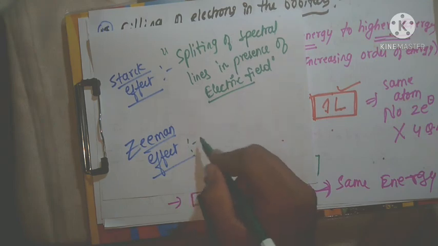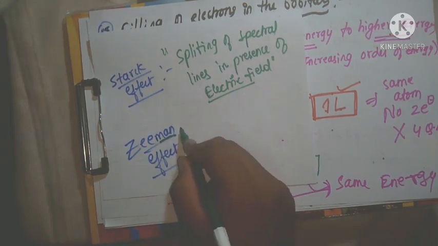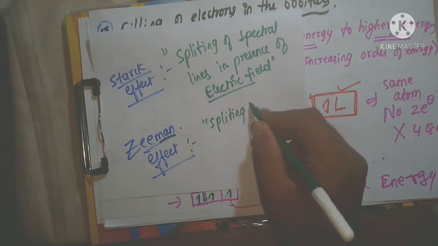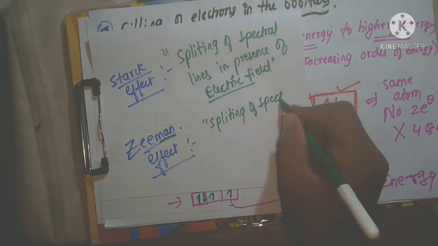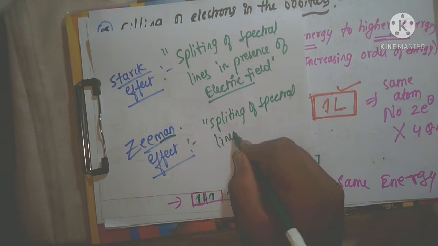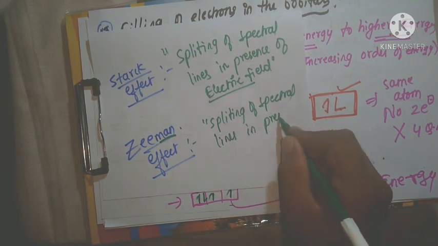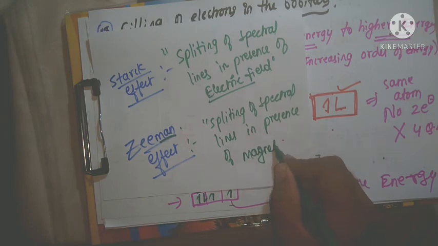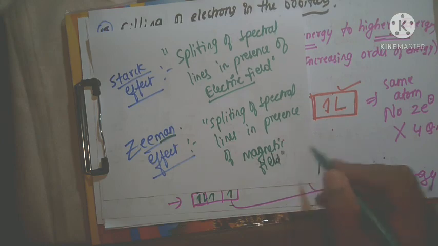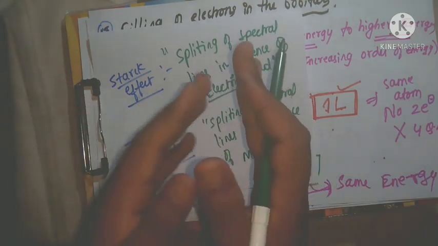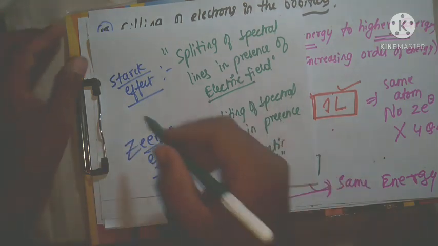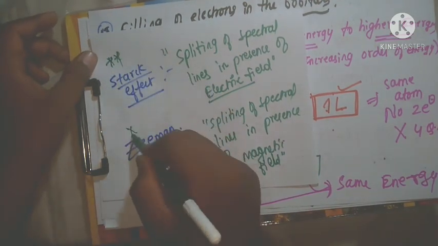Stark effect. Zeeman effect means, man, M-A-N is there. That is magnetic field. Same, splitting of spectral lines in presence of magnetic field is called Zeeman effect. Which effect is it called? Zeeman effect. Spectral line splitting in electric field, Stark effect. In magnetic field, Zeeman effect. It is also very, very important for theory as well as NEET.